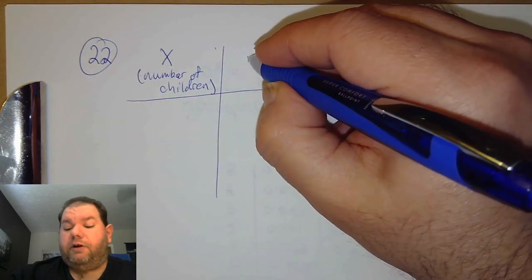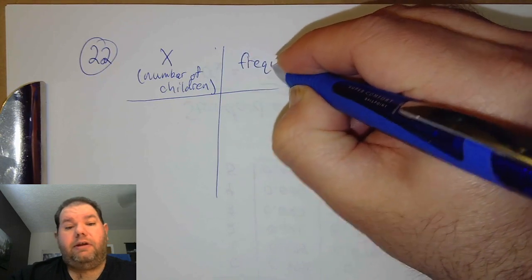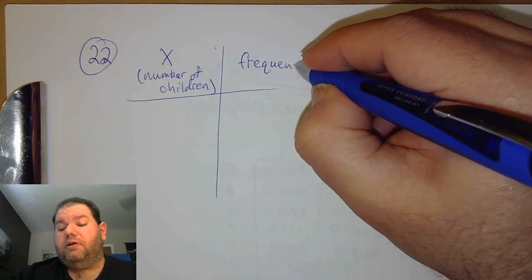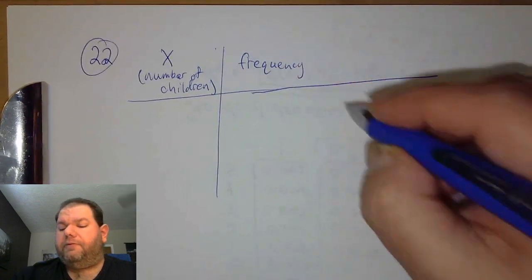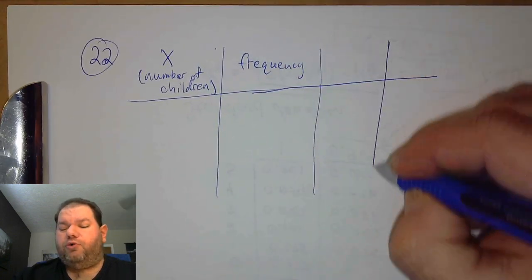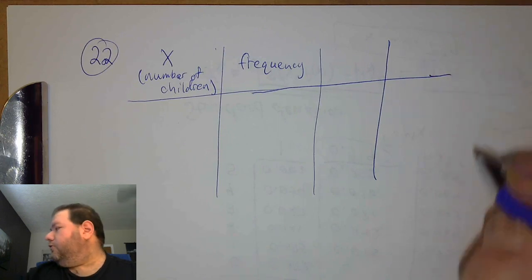And we have a frequency provided rather than a probability. But that's good because it adds some other layers for us. I'm going to add two more columns here and we'll talk about those momentarily.